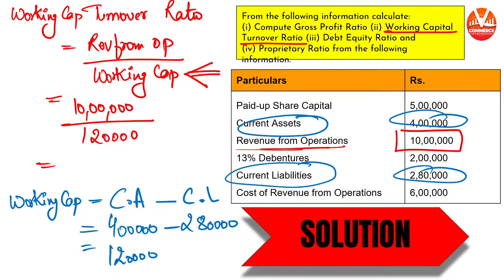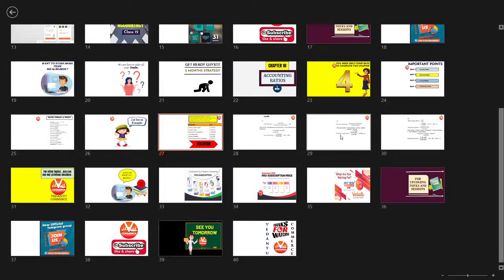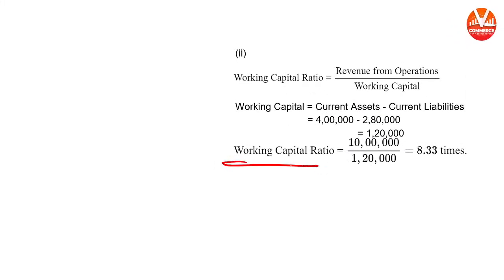So revenue from operation divided by working capital 1,20,000. And the answer will be 100 divided by 12. Your answer is 8.33 times. So what will be a working capital ratio? It will be 8.33 times.